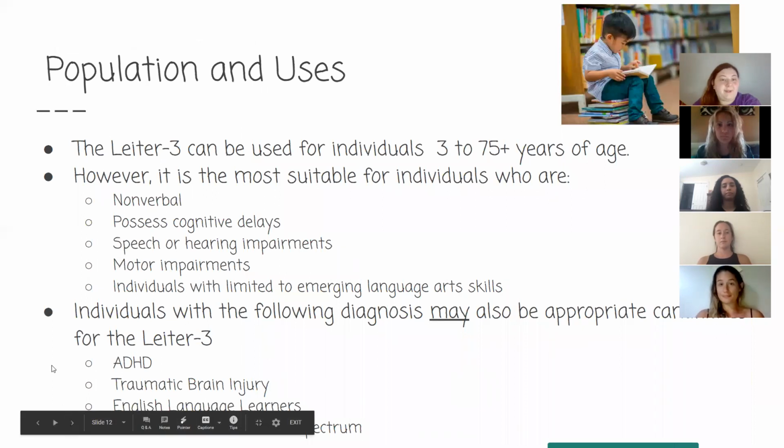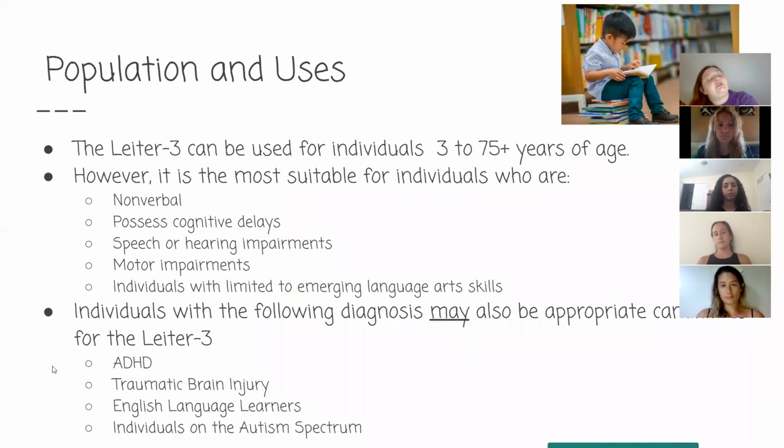All right, so that brings us to population and uses. The Leiter-3 can be used for individuals between the ages of 3 to 75 or older, which was said earlier. However, it is most suitable for individuals who possess one of the following characteristics: nonverbal, such as cognitive delays, speech or hearing impairments, motor impairments, or individuals limited to emerging language arts skills.